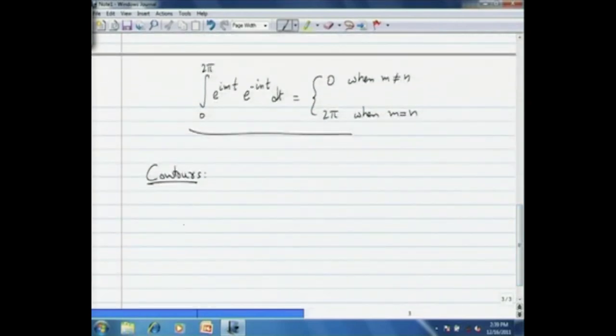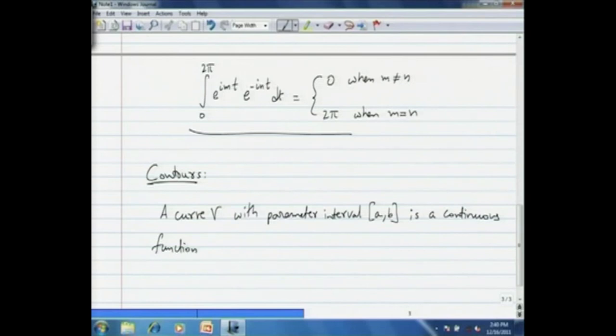So, a curve. We will start with what is a curve. A curve gamma, with parameter interval a comma b, is a continuous function gamma from a b to C. Okay, so, we are defining a curve.